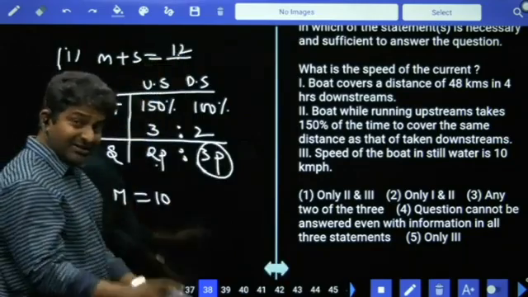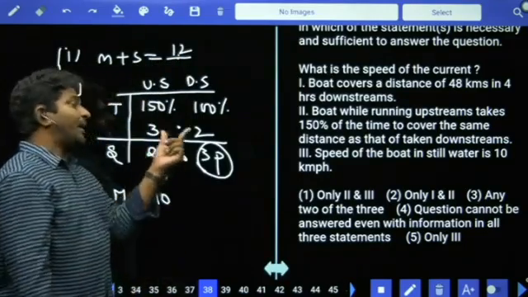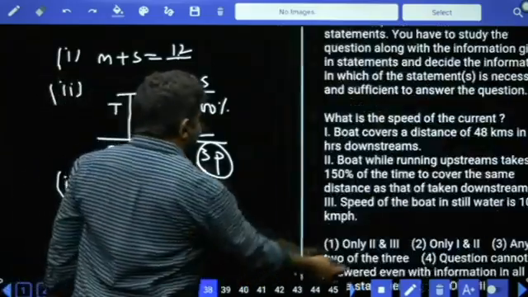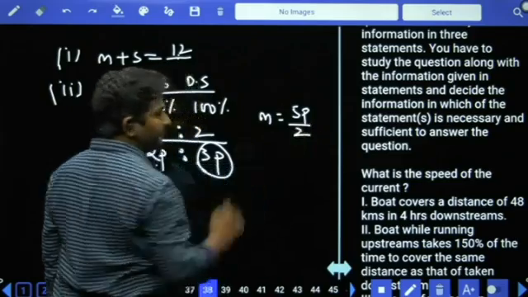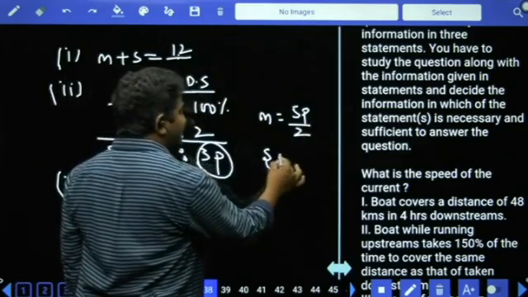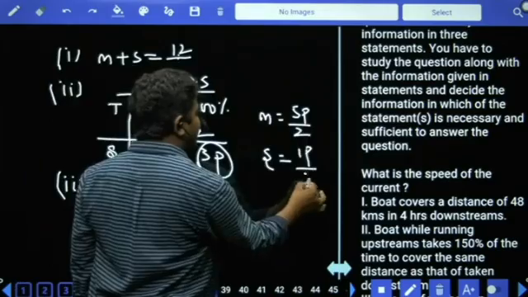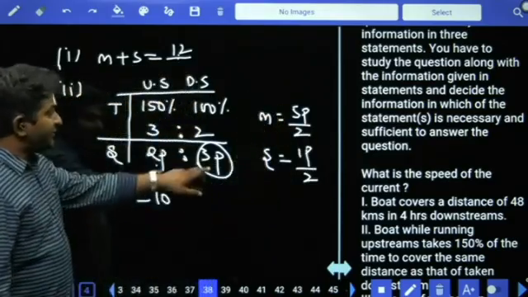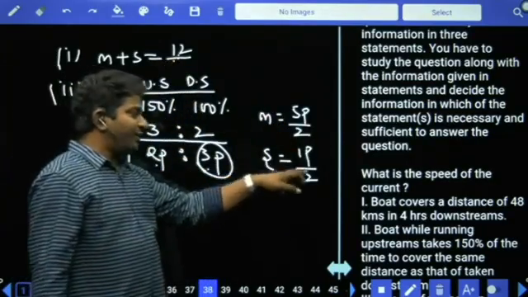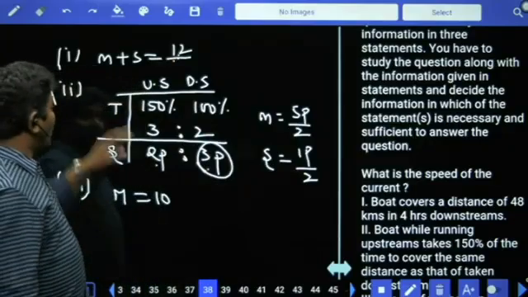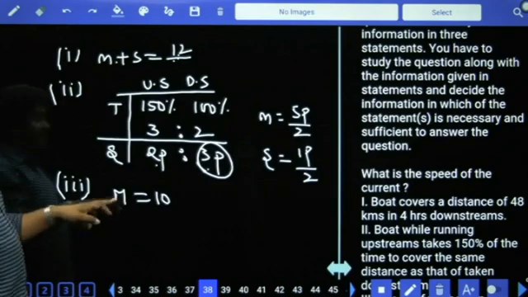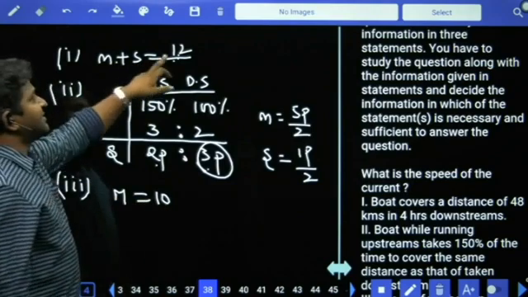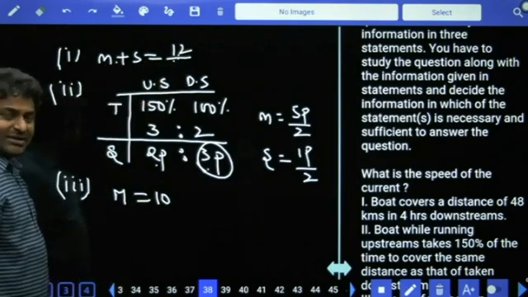calculate. Otherwise, if upstream speed is 2 parts, downstream speed is 3 parts, man speed in still water is downstream plus upstream by 2. Stream speed is equal to downstream minus upstream by 2, that is equal to 1 part by 2. If 3 parts is equal to the given value, we can definitely calculate how much 1 part by 2 is. 1 and 2 are sufficient. Will you get the answer using 1 and 3? Yes. M is equal to 10, then S is equal to 12 minus 10, S is equal to 2.